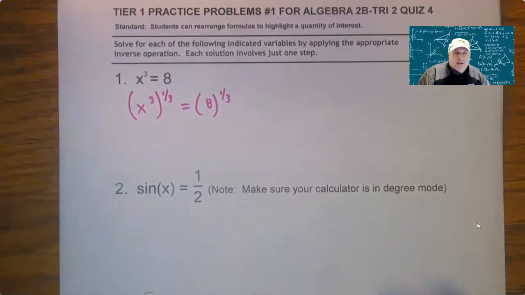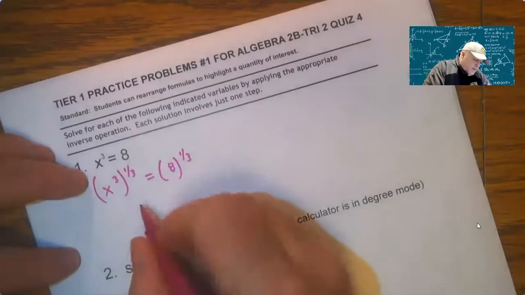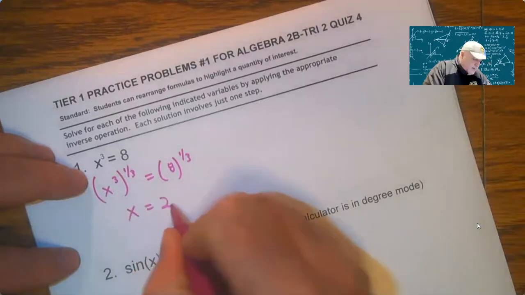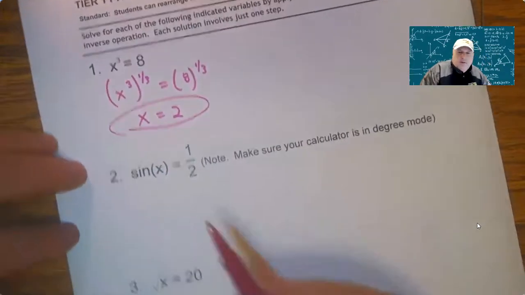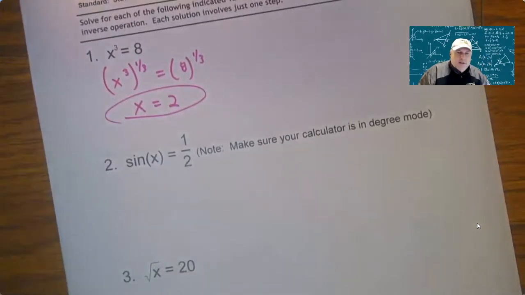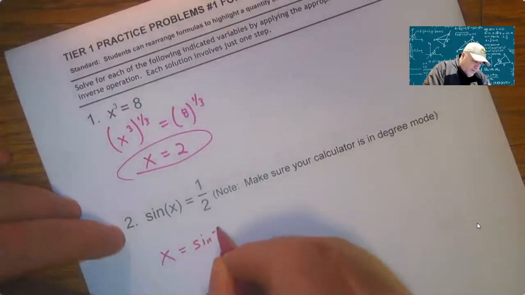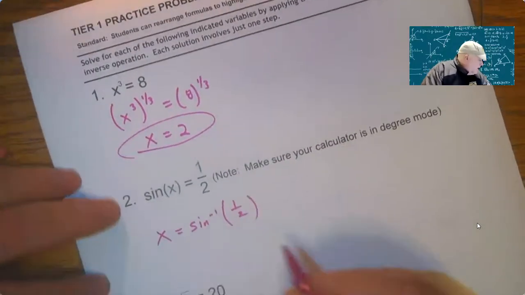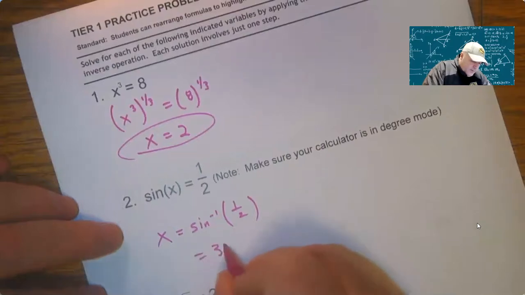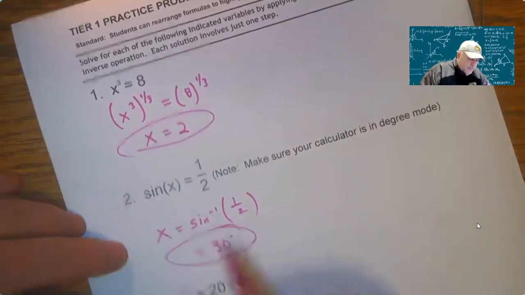because you want to make that exponent 1. And of course, that's going to give you 2. So here, this is something we've done before. You take sine inverse of both sides. So you're going to get sine inverse of 1/2, and that is 30 degrees. Make sure you're in degree mode when you do it.